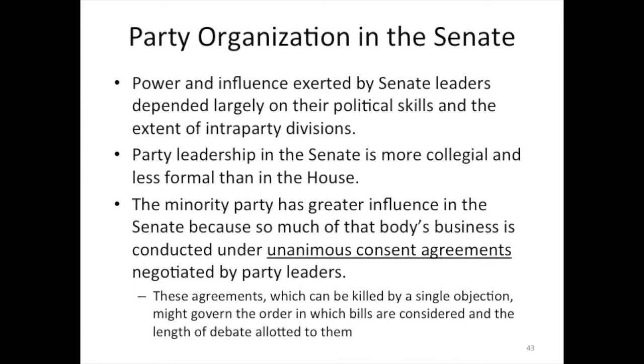In addition, the minority party has greater influence in the Senate because so much of that body's business is conducted under what we call unanimous consent agreements. These are agreements negotiated by party leaders. So these agreements can govern the order in which bills are considered, the length of debate allotted to them. The thing about unanimous consent agreements is they can be killed by one single objection, just one objection. So they require, again, a lot of coordination because one person not wanting it can just kill the unanimous consent agreement altogether.